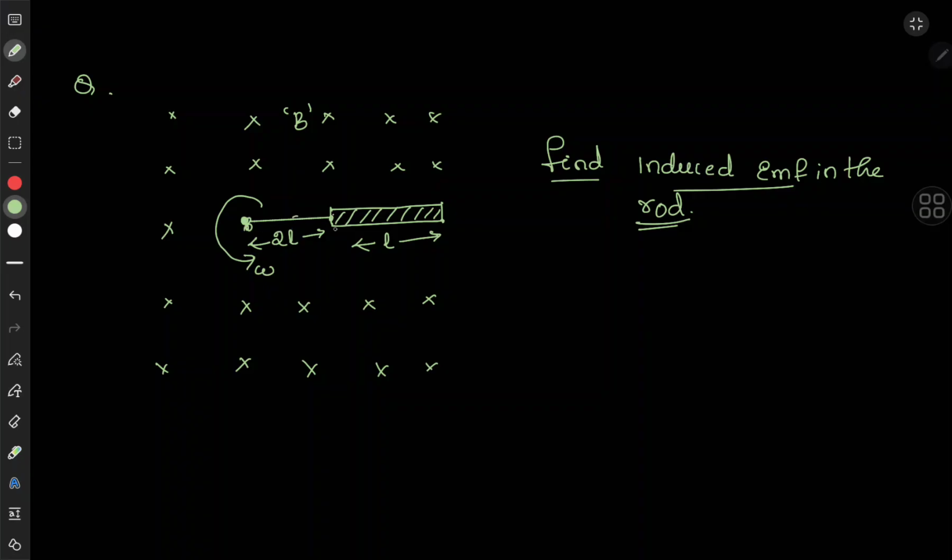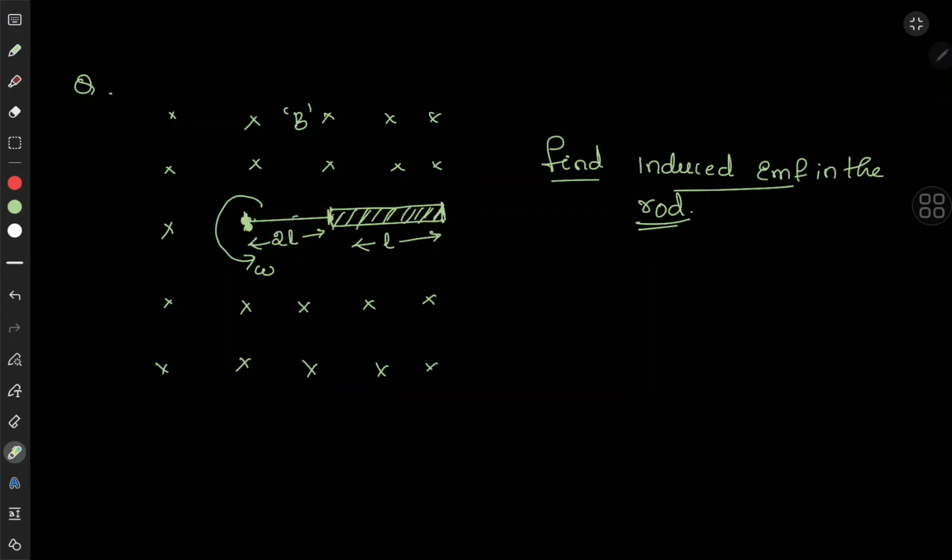induced EMF. Only this part of the conductor will induce the EMF. First, assume that this thread is made up of a conductor, and calculate the induced EMF from the total length. Then we will remove the part where the thread is, and then we will get the total induced EMF.